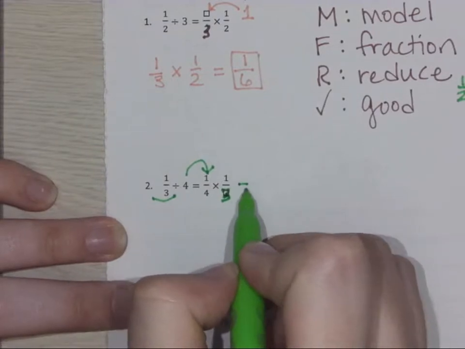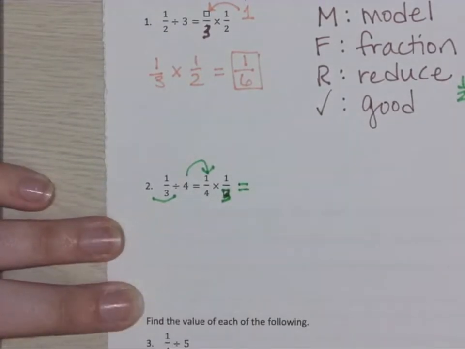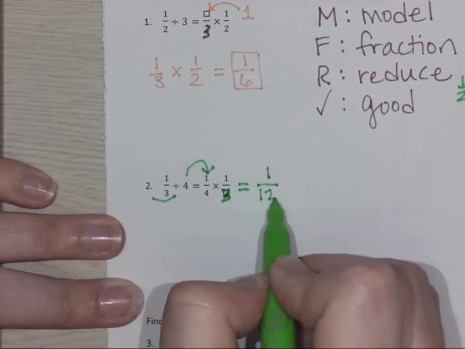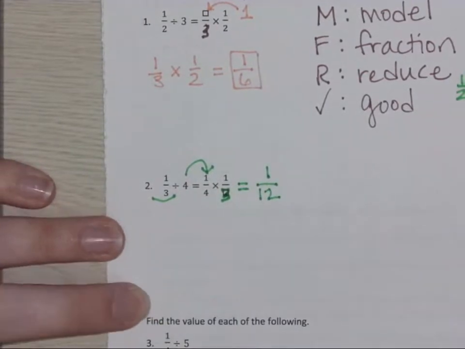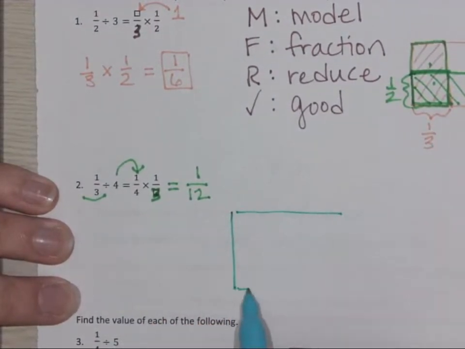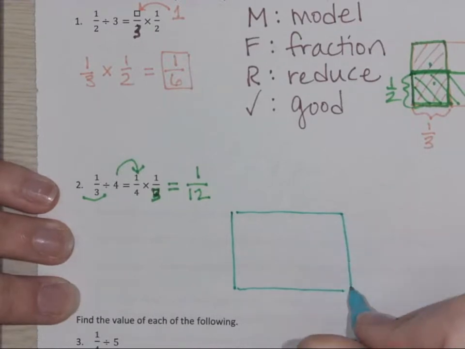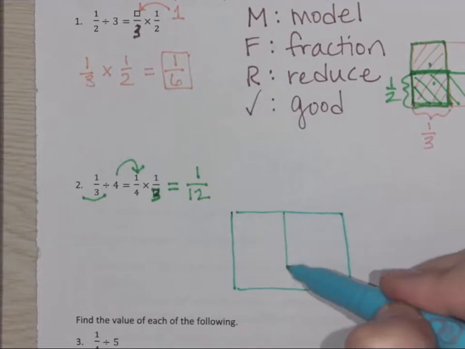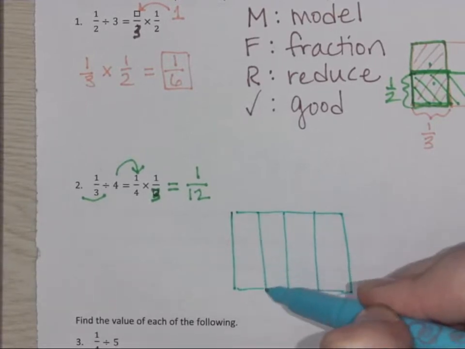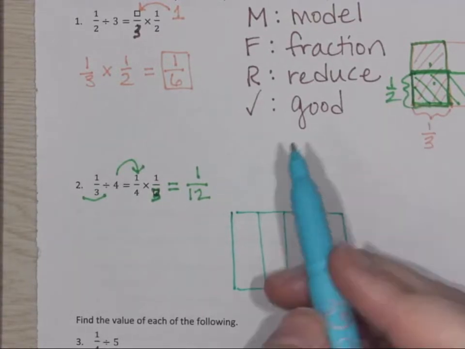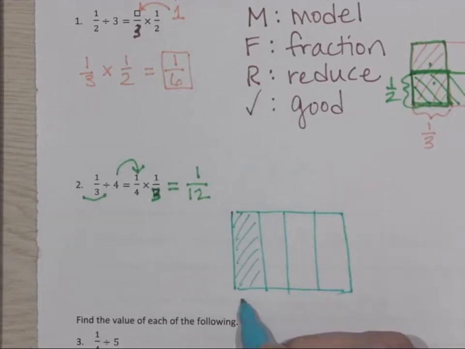So if I wanted to solve this, could I just multiply across? Yep. What's 1 times 1? And 4 times 3. Good. Now let's model it. I need to draw an area model. How many parts do you want to split it up into first, Ansa? 4. And how many fourths do I need to shade? And label it.